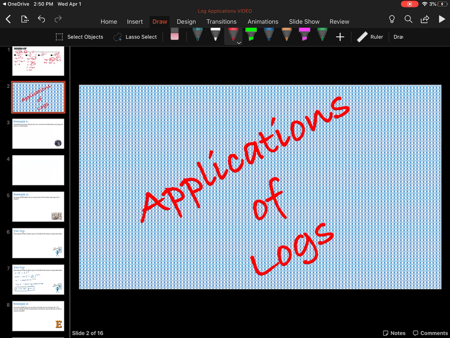Applications of logs, what this unit's going to be, or this section's going to be all about. I'm going to do a few examples with you. You're going to have a few to try on your own. For the ones that you try on your own, I'll just put the answer up there, check it, make sure you got it, and you can move on from there.